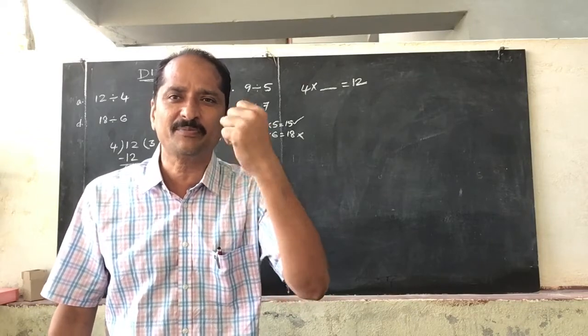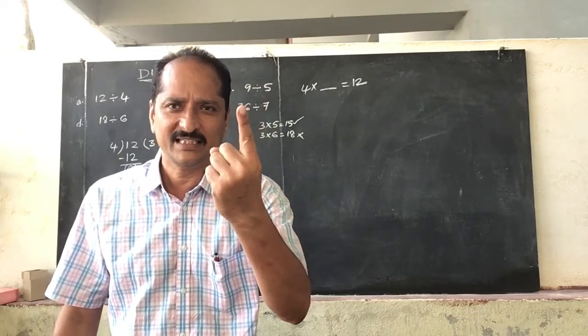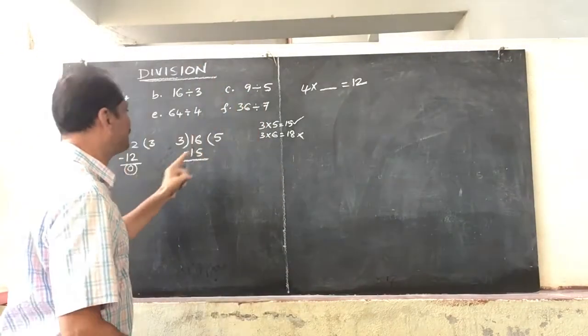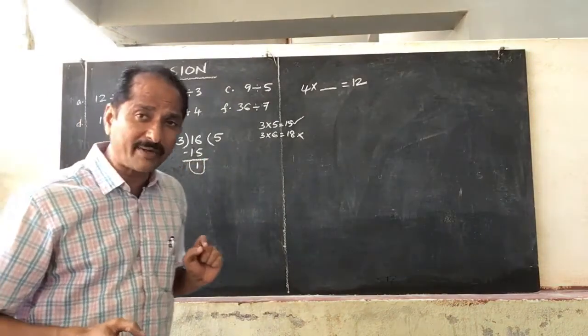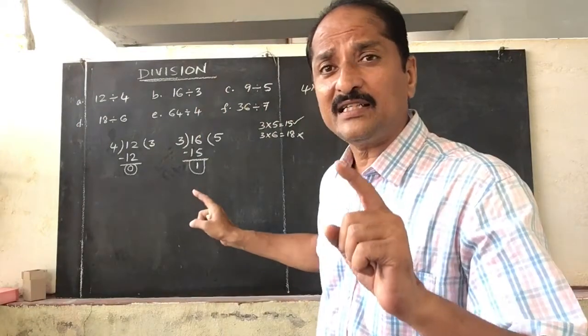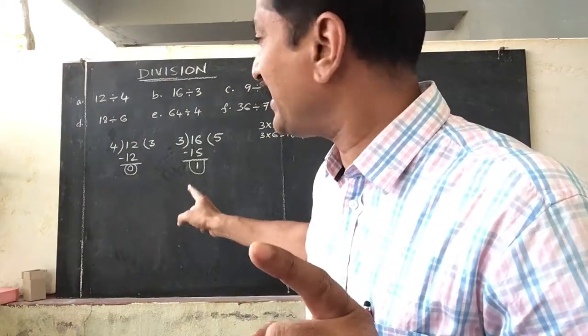So 15 after up to 16. 15 after 16, 1. So 16 minus 15 is equal to 1. So here, did you get the remainder 0? No, here you did not get the remainder 0. Here the remainder is 1.